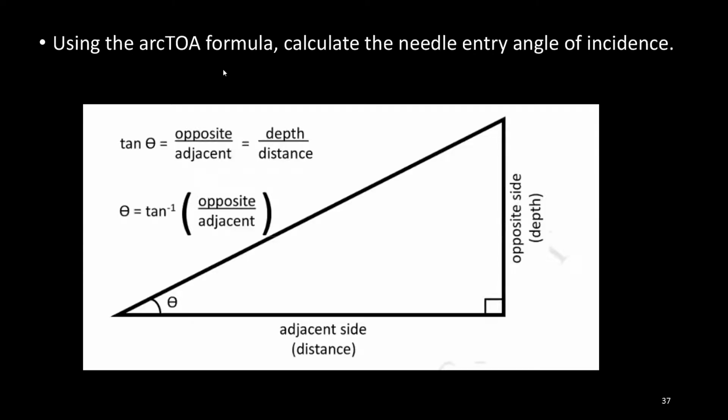So according to the ARCTOC formula, if this is the transducer, here we place the transducer, and here is the structure, we are making a triangle. This is our site of needle insertion. So he came up with this formula: tan theta is equal to the depth of the structure divided by the distance on the skin site. So we can use this formula to calculate the needle entry angle of incidence.